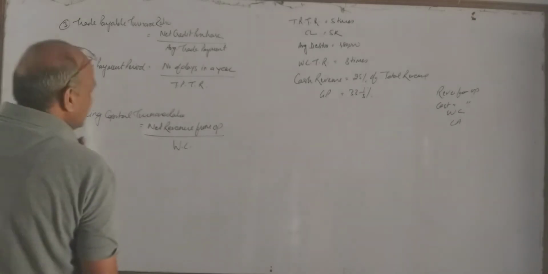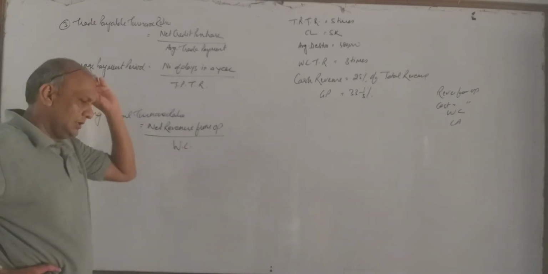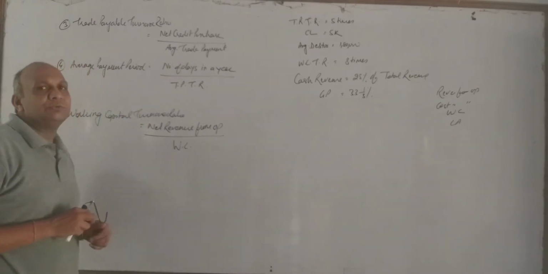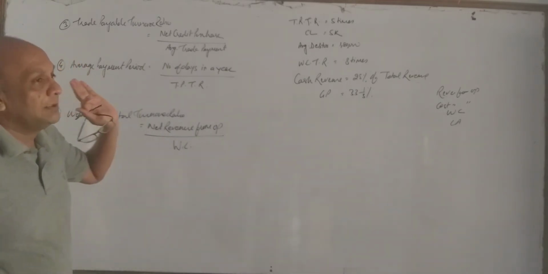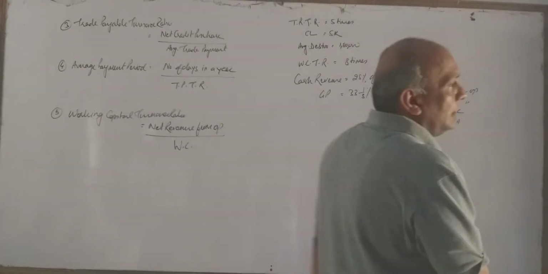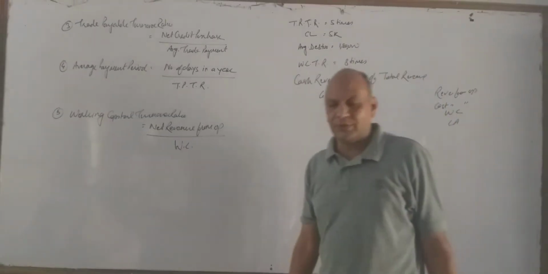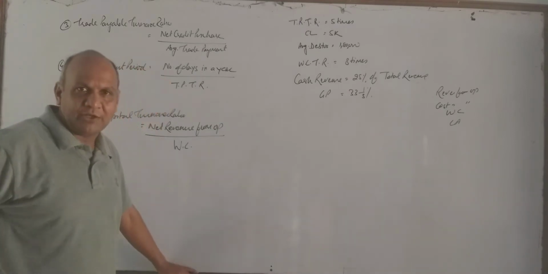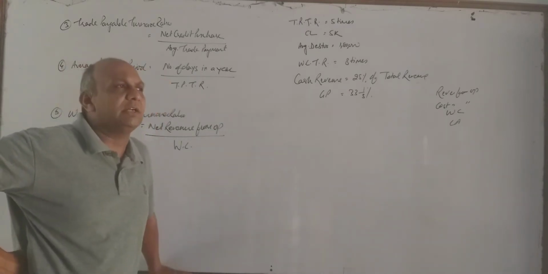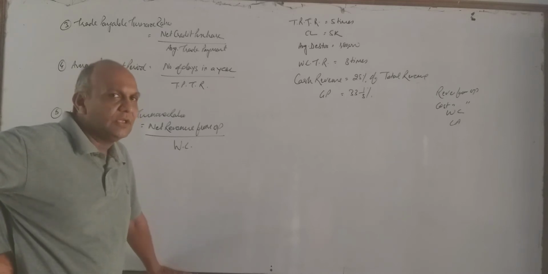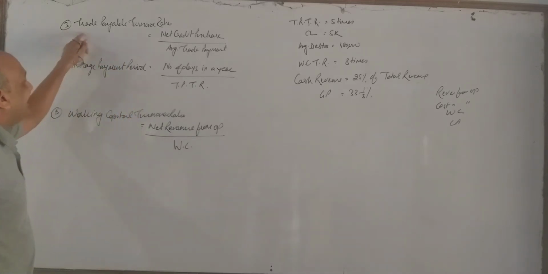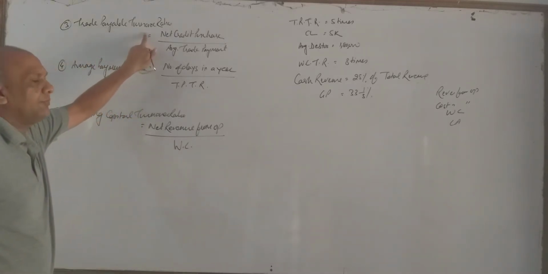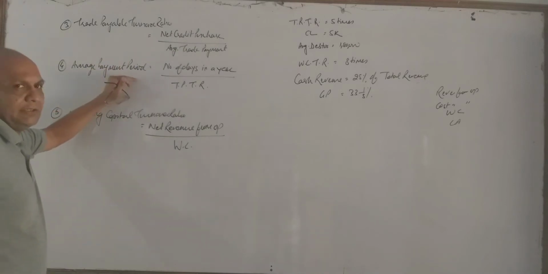Morning class, 12th accountancy, accounting ratio. The topic in progress is inactivity turnover ratio. In inactivity turnover ratio we have done inventory turnover ratio and trade receivable turnover ratio. Now today we are doing trade payable turnover ratio and average payment period.